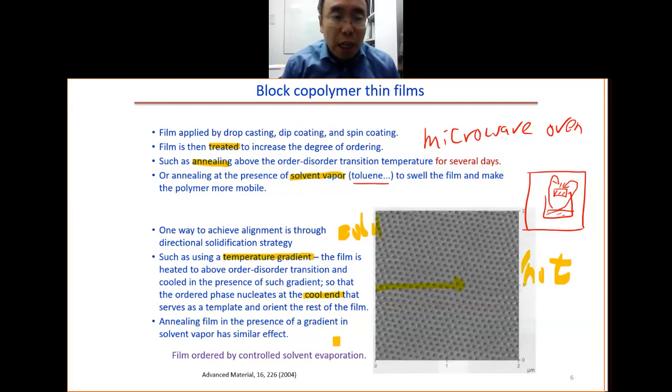Another way to do this is in the presence of a solvent vapor gradient. So more solvent vapor on this side, less solvent vapor on the other side, or maybe the opposite. Then you can also get self-assembled long-range ordering.